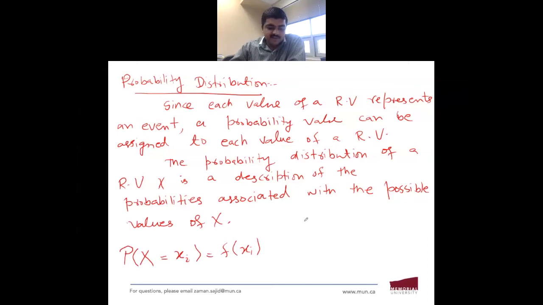Now, if we are dealing with the discrete variable, this thing is what we call the probability mass function. Or we say it as the PMF. You will see me saying PMF all the time. Okay.